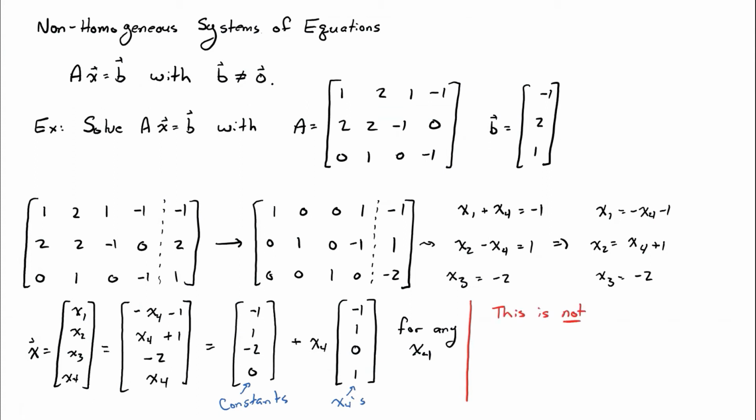Notice this is not the span of vectors. It is, however, parallel to the span of (-1, 1, 0, 1). Think about this span as a line that passes through the origin. The solution set to our system is parallel to that line, so shift it off the origin.